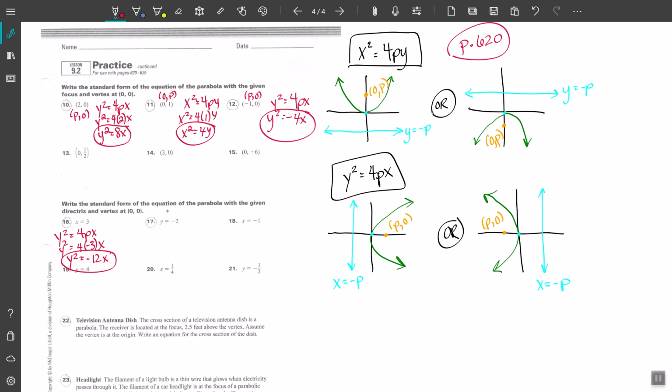All right, so 17, we have a different situation where now we have our directrix at y equals negative 2. If it's at y equals, then I'm talking about this one right here. So y equals negative 2 shows this situation right here where my directrix is down here in the lower two quadrants. If my directrix is down here at negative 2, that means my focus, my p-value, is at 2. It went the opposite way into the positive. I'm going to use this equation right here: x squared equals 4 times 2y. And so my standard form becomes x squared equals 8y.